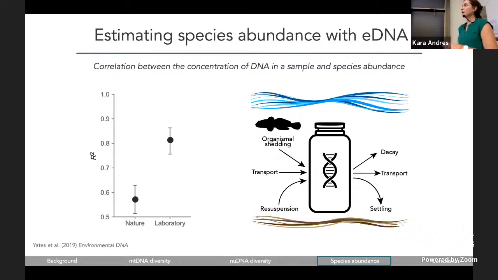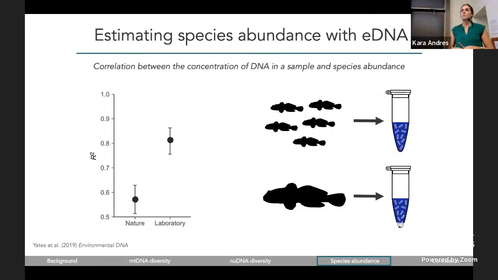So just focusing on organismal shedding rates here, I'll show, for example, say there are five small individuals in one environment and a single large individual in another environment. You can expect, just by nature of biomass, that we might get similar amounts of genetic material of that species in each of those two environments, when in reality there are large differences in the number of individuals contributing that genetic material. So there have been advances in the environmental DNA literature to try to account for species activity levels.